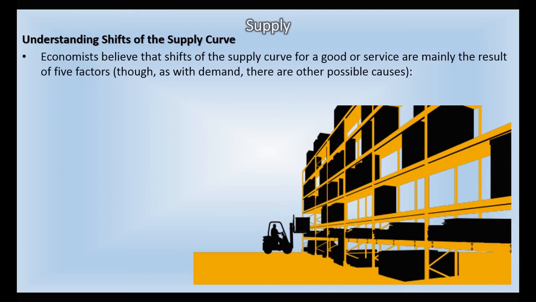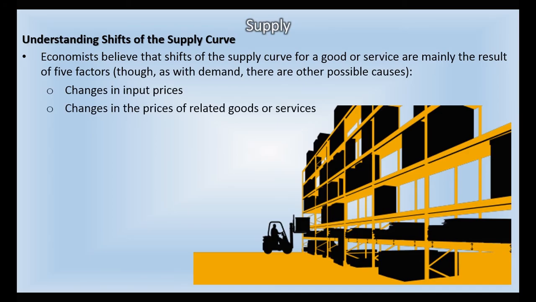All right, let's talk about the things that shift supply curves. So economists believe that shifts of the supply curve for a good or service are mainly the result of 5 factors. Though I didn't mention it earlier, even though the factors I mentioned are the main ones, there can be anything that can affect demand, just as there can be anything that can affect supply, but these are the main ones that we talk about in these courses. All right, so I'll just list them and then I'll go through them individually.